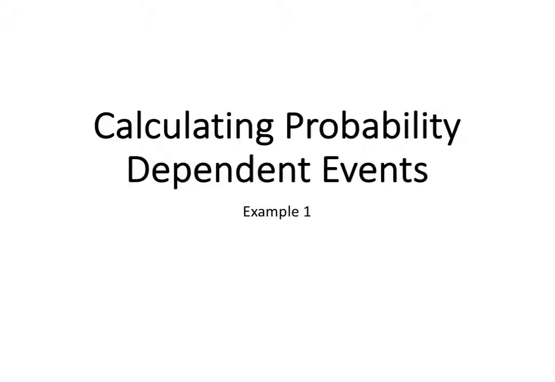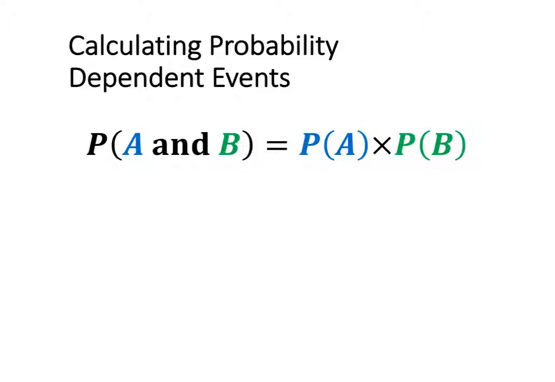In this video, we're going to have a look at calculating the probability of two dependent events. Calculating the probability of two dependent events is the same as calculating the probability of independent events. The probability of A and B is equal to the probability of A times the probability of B. What's important to remember, though, is that when we are calculating dependent events, the probability of event B occurring is going to be dependent on what is happening in event A.